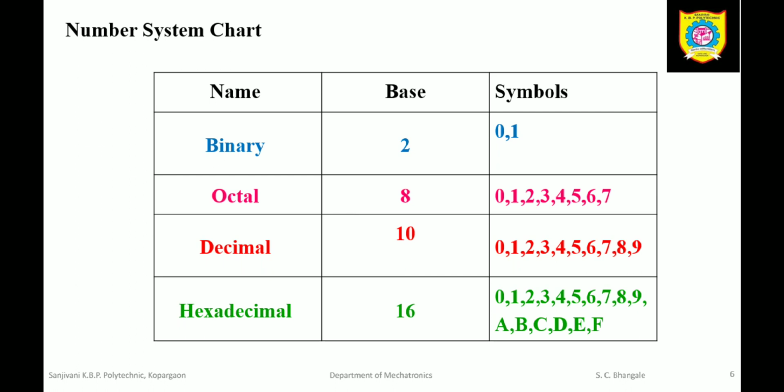And the last one is the hexadecimal number system. In the hexadecimal number system, the base or radix is 16, so we will use a total of 16 symbols. Which are these 16 symbols? 0 to 9 and A to F. If we count 0 to 9, these are 10 symbols, and after that we use A, B, C, D, E, F, which are 6. So in total, how many symbols are there? 16.